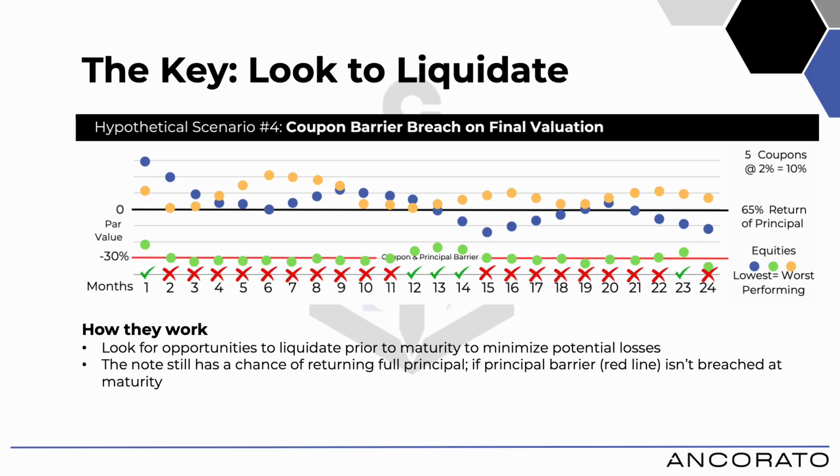In this example, however, the underliers show a consistent trend of being below the principal barrier level throughout the duration of the note. This trend shows the risk of potential principal loss at maturity. Potential solutions could be to liquidate the note prior to maturity, to potentially reduce any principal loss, or wait until maturity to see if the underliers move up above the principal barrier to receive a full return of principal.